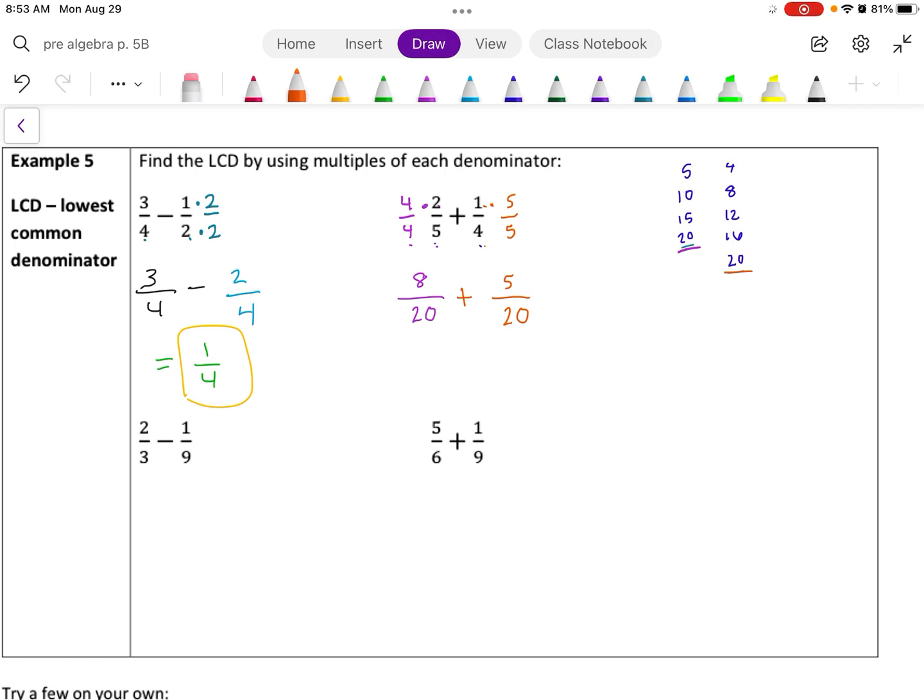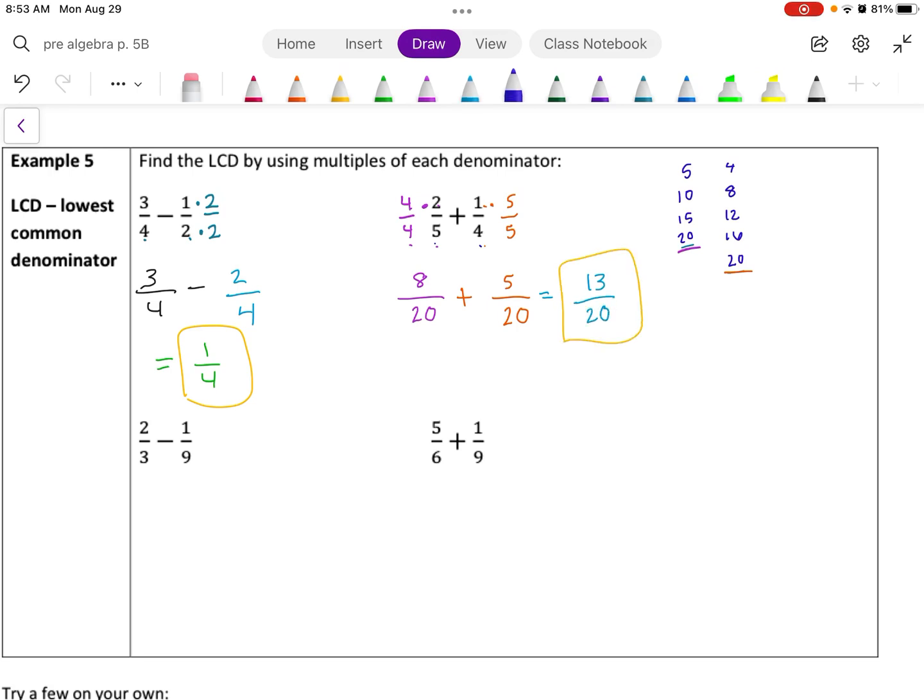So what we did was we used that lowest common denominator, which is 20, in order to create a common denominator for our fractions. So now that we have 8/20 plus 5/20, we can combine these. 8 plus 5 is 13/20.